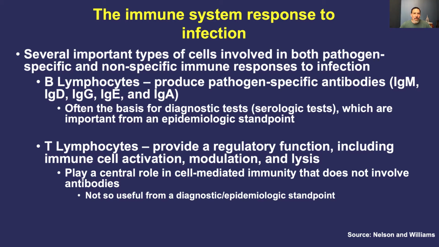And these antibodies are often the basis for diagnostic tests or serologic or antibody tests, which are important from an epidemiological standpoint. Of the different antibody types here, IgM is one of the first to appear and can be used as an indicator of recent infection in many cases. And IgG antibodies are the ones that can stay around for years or decades after an infection, and in some cases confer immunity against reinfection. So having IgG antibodies to an agent doesn't indicate whether you're currently or recently infected. It indicates that you have had the infection at some time in the past.